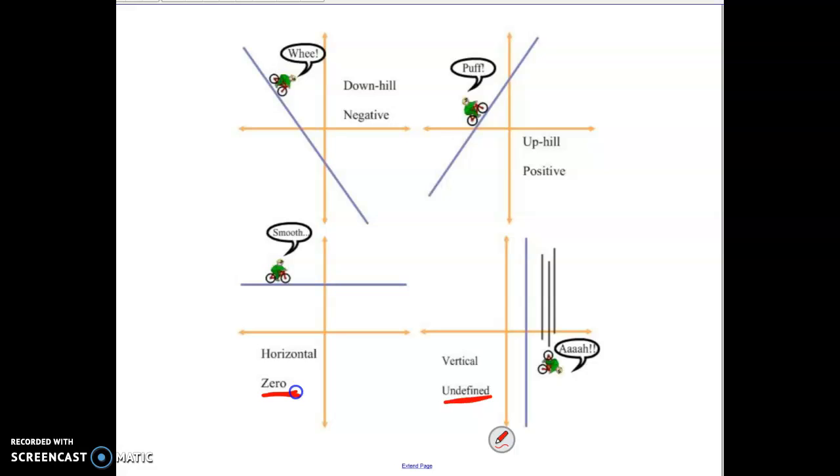That's undefined because if we did a rise, it would be a bunch, and our run would be 0. So that would be something like 1 over 0, and that's why it's undefined, as we can't have the slope.